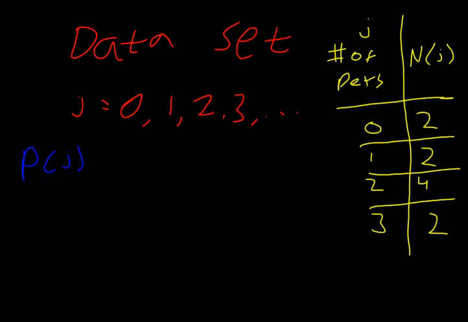Probability is just a ratio, and again, you should be familiar with this: the number of people that responded with j divided by the total number of people. So P of 1 would be 2 divided by 10, n of 1, which is 2, divided by big N, which is 10. So P of 0 would be 0.2, P of 1 would be 0.2, P of 2 would be 0.4, P of 3 would be 0.2. And then we can define the average.